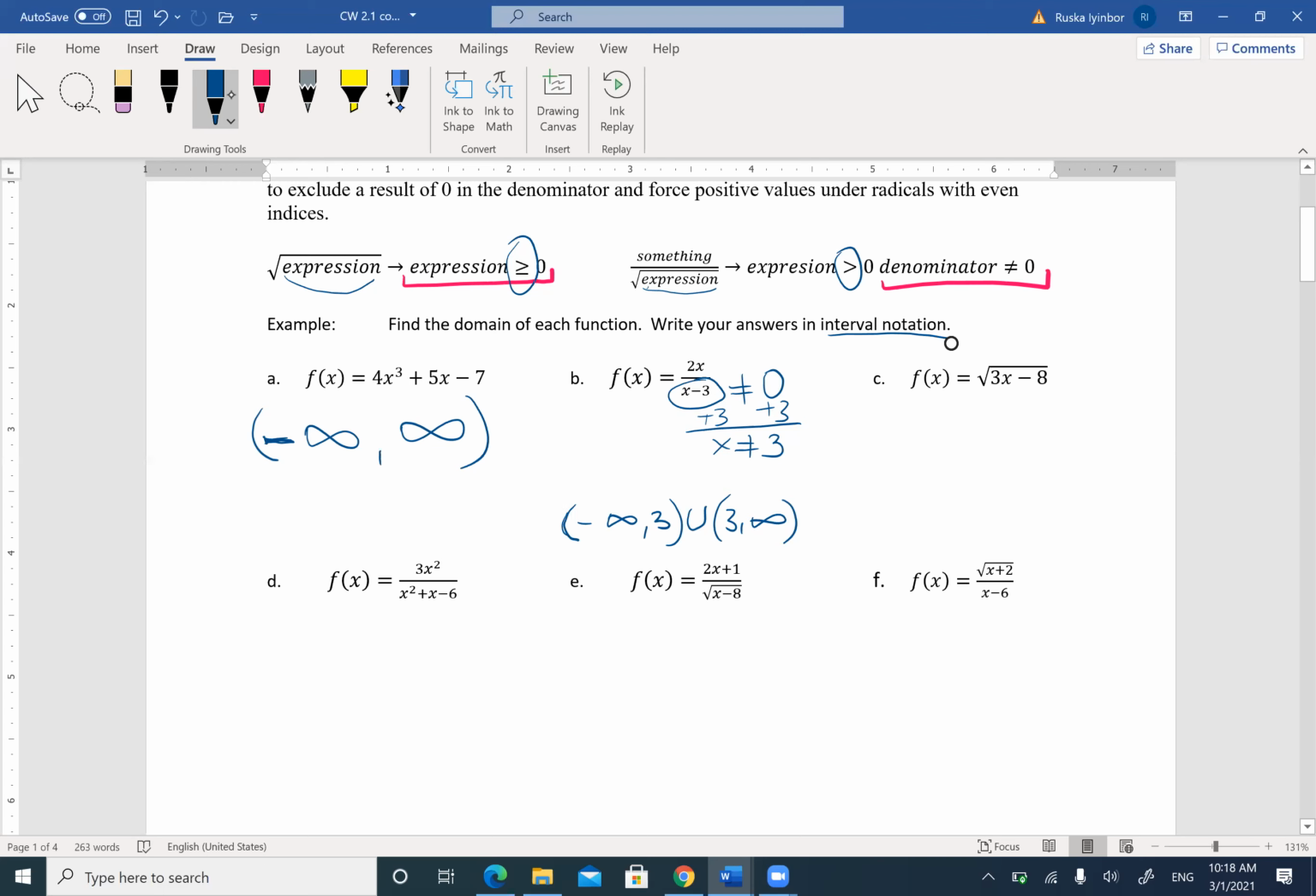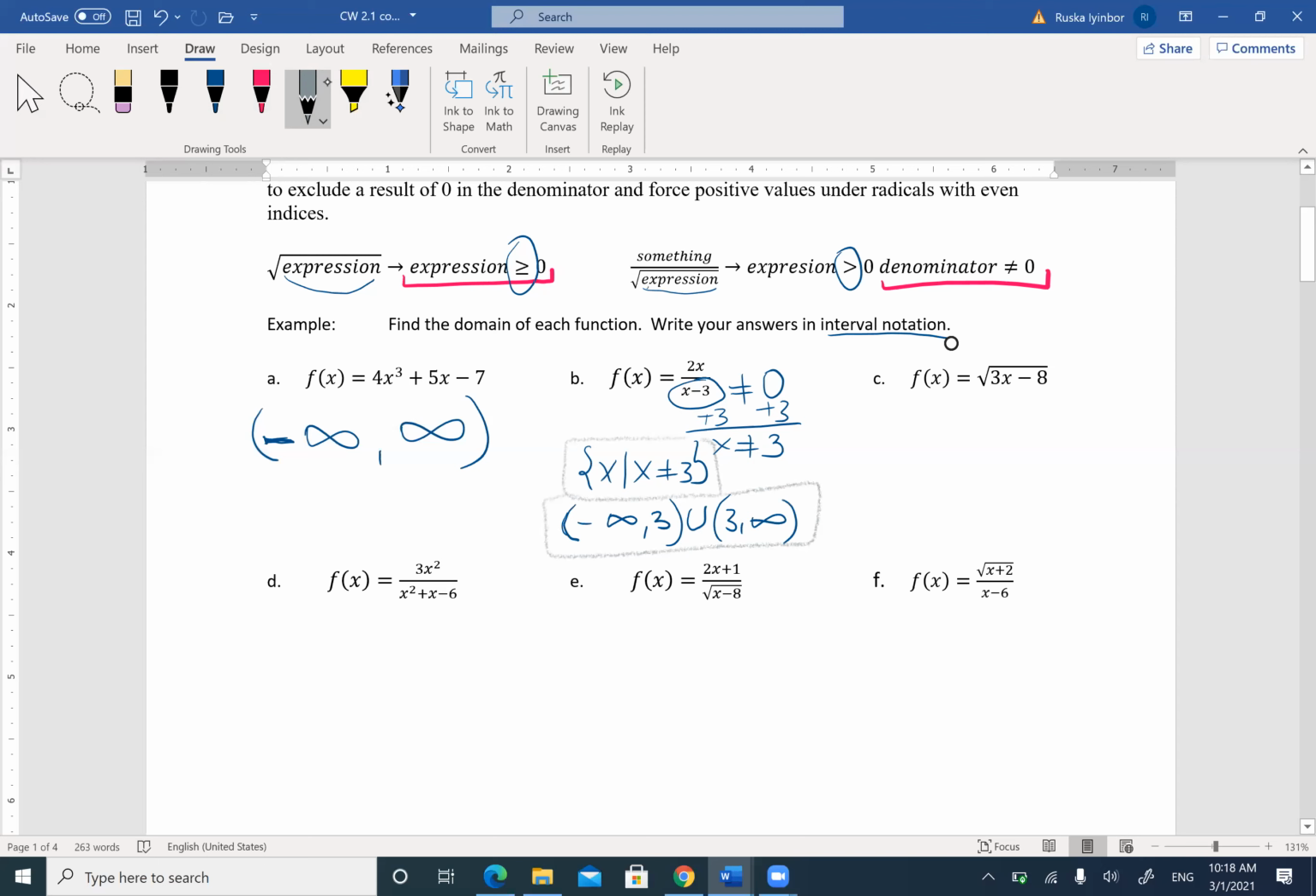There's another way of writing the domain, with set builder notation. It's going to look like this: all the x's where x is not 3. These are just two different ways to write the domain. The first one is set builder, and the second one is interval notation.